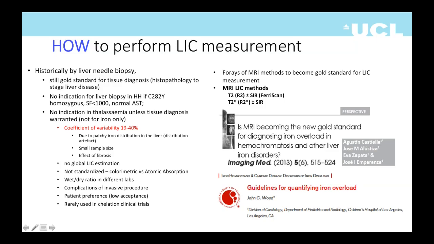So in the last decade, we've had attempts to establish MRI methods as the gold standard for LIC measurement, and there are two main methods that are in the fore as good candidates for that. There will be more in the future. So one of them is the T2 star or R2 star method, and another is the T2 or R2 method, so-called Ferriscan, with or without signal intensity ratio, but we're not going to go into this.